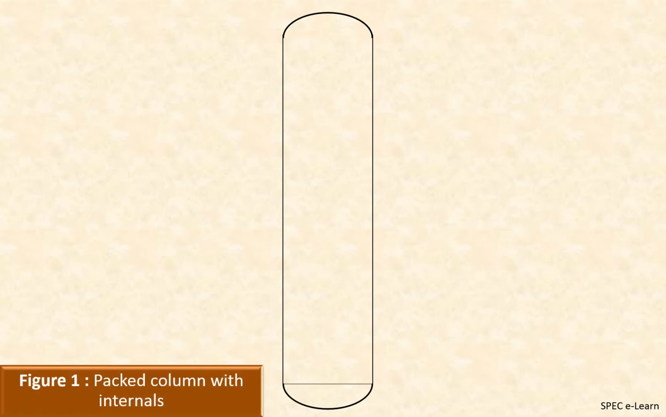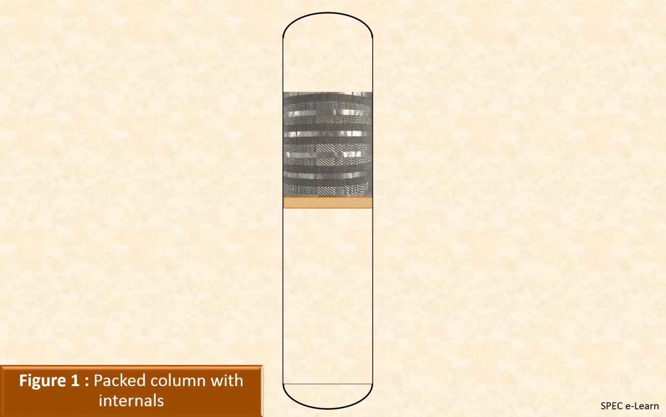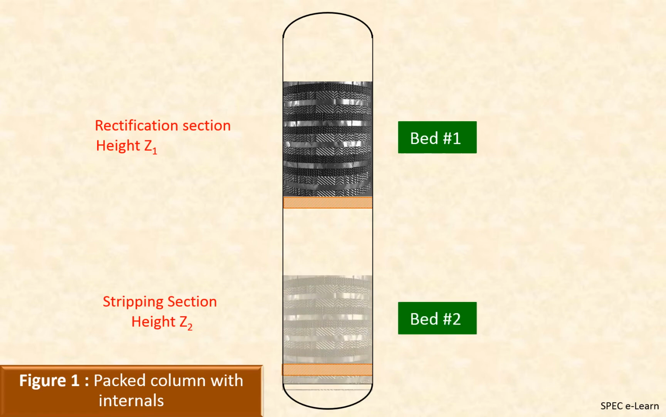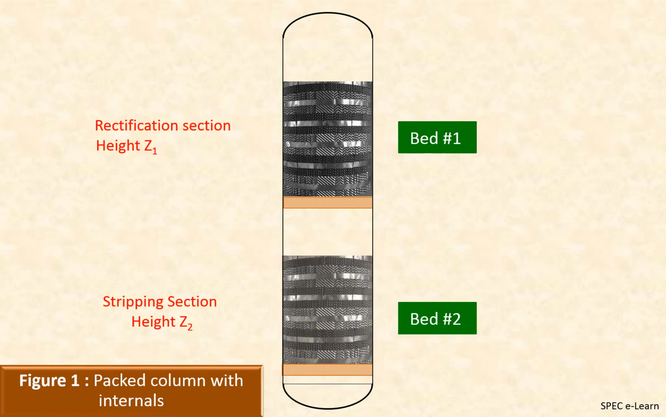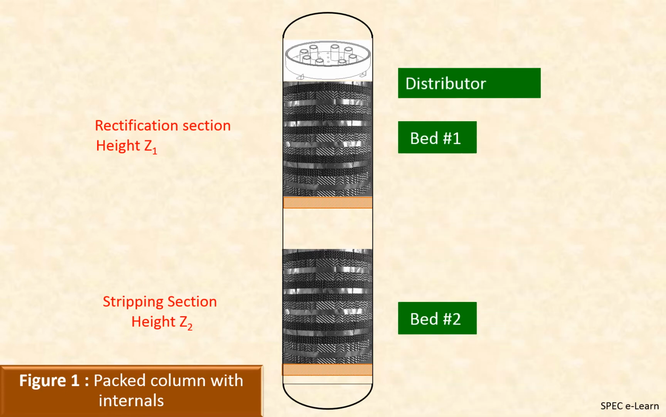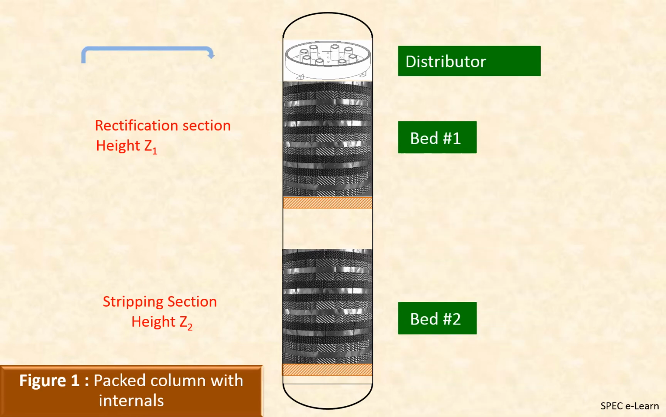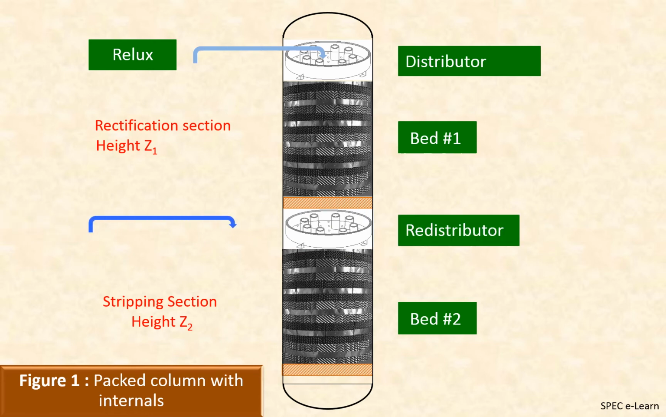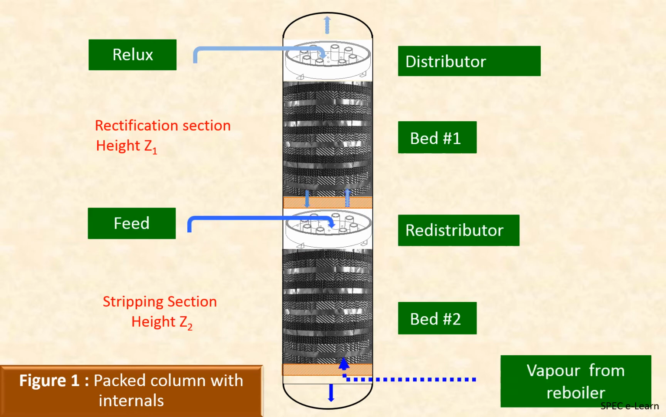This sketch illustrates a typical packed distillation column consisting of two beds, bed 1 of height Z1 for the rectification section and bed 2 of height Z2 for the stripping section. On top of bed 1 is placed a distributor to receive and distribute the reflux over the surface of bed 1. A redistributor collects and redistributes the liquid from the bottom of bed 1 as well as the feed to the column. Both the beds are supported on packing support which is fixed to the column.